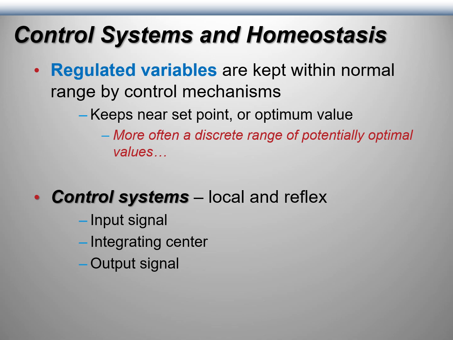Let's now move into control systems. Again, this idea of input, integration, output. In physiologic systems, we have two orders of scale, if you will, of control systems. We have what are called local control, and that's usually either intracellular or within a few cell radii.